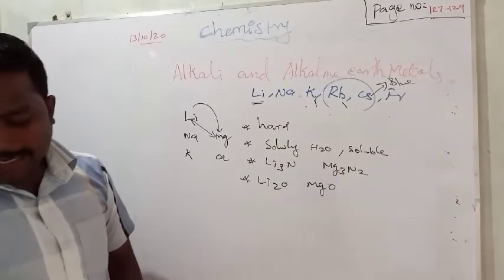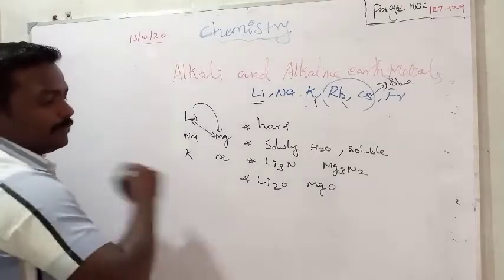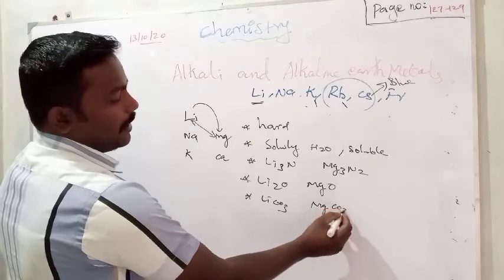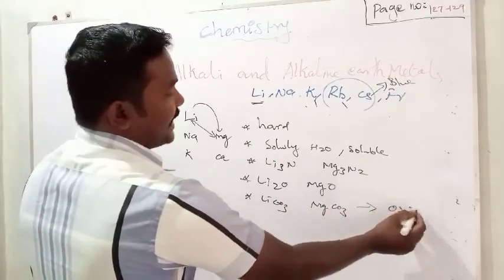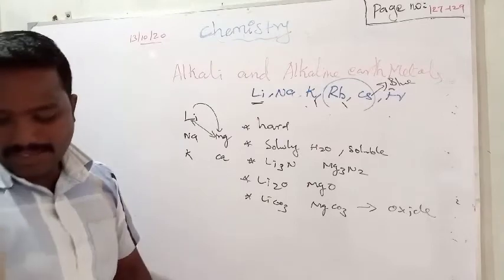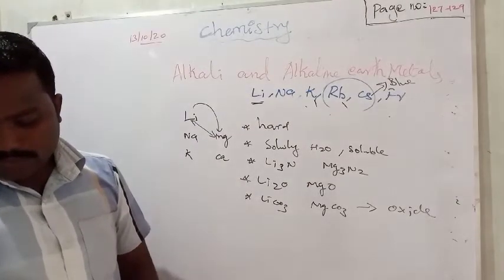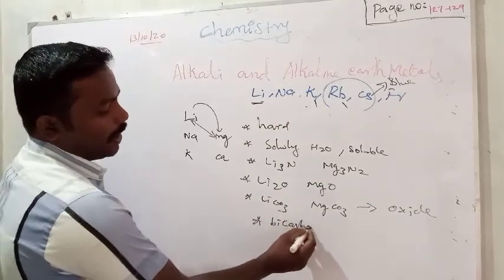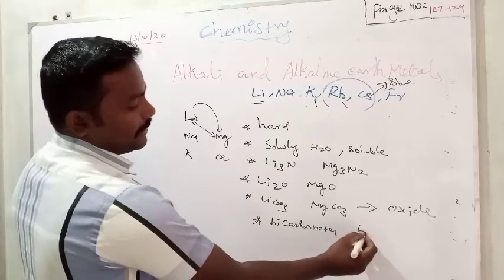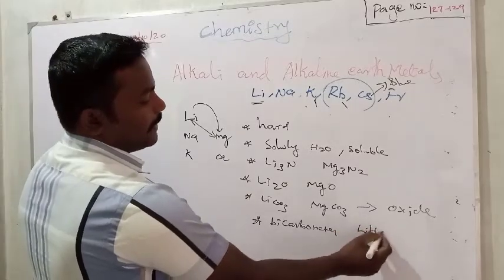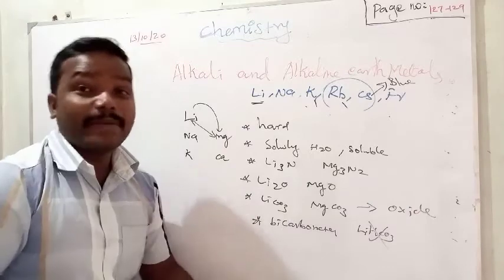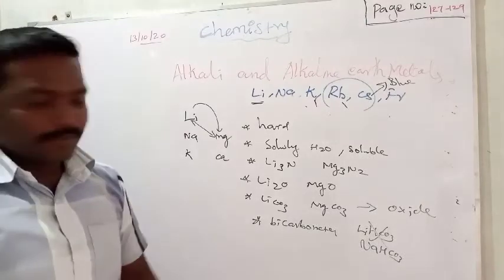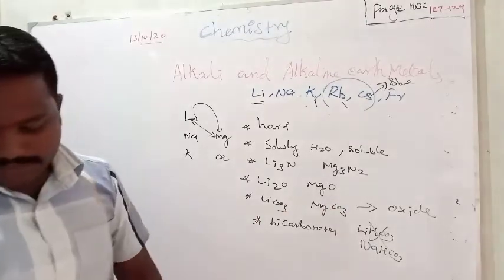And also, on decomposition, both carbonates, lithium carbonate and magnesium carbonate, decompose into oxides. Both produce similarly. The last one, they do not form bicarbonates. They are not forming bicarbonates, like lithium bicarbonate. They will not form. But sodium bicarbonate is possible, one example I can give. Sodium bicarbonate is possible, but lithium and magnesium bicarbonates are not possible.